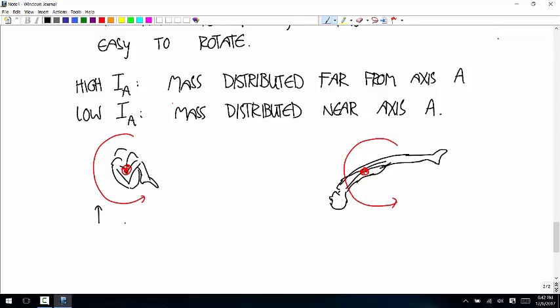So this one has a high value of I sub A, and that means, no, the opposite of that. Low mass moment of inertia, and that means it's easy to rotate. And this one has high mass moment of inertia, and that means it's hard to rotate.